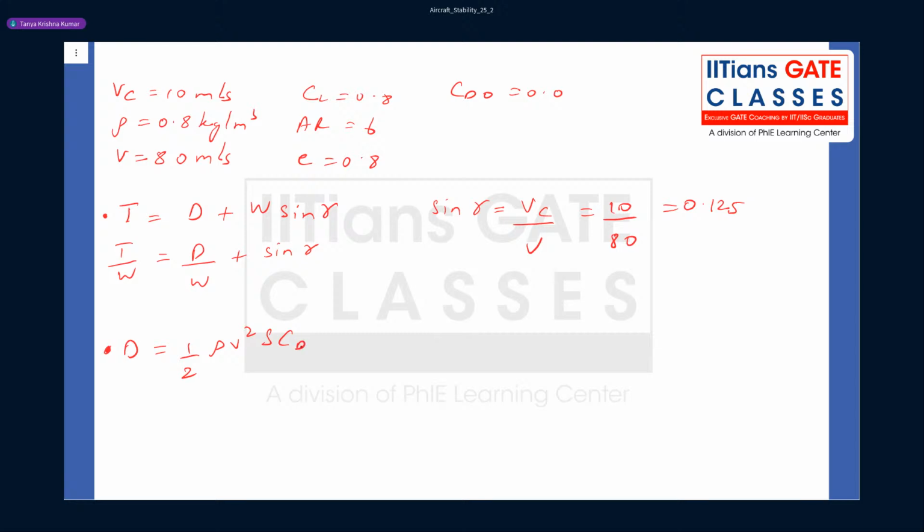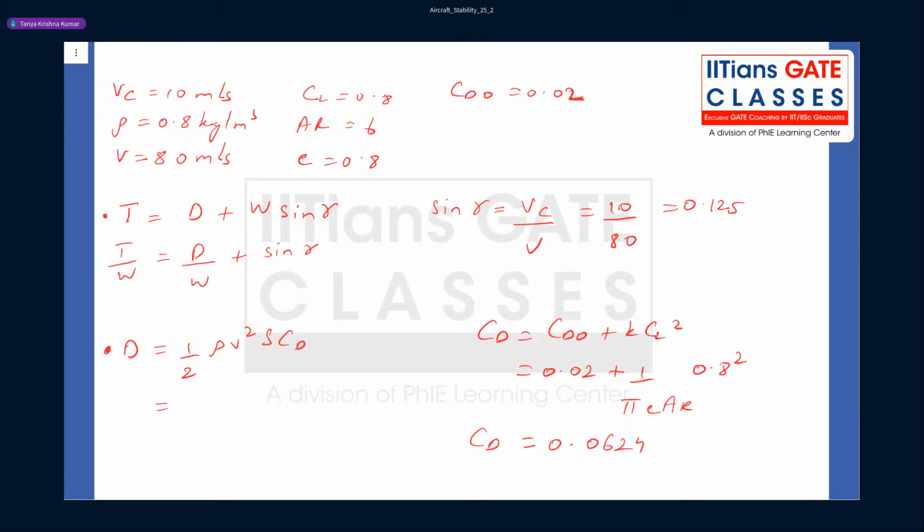Now we need to find out CD. We only have CD at zero lift drag. So CD is CD naught plus K CL squared. CD naught is 0.02. So it's 0.02 plus K CL squared. What was K? 1 by pi E AR. And CL is given to us as 0.8, squared. Now upon substituting everything, we get 0.0624.